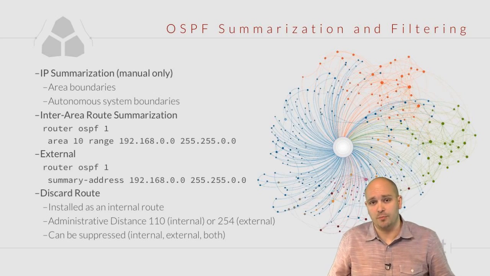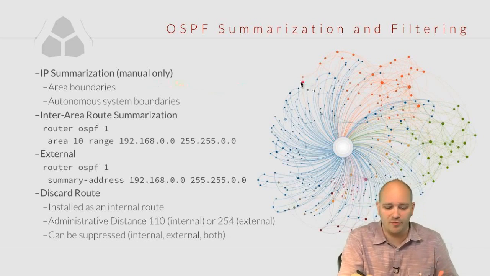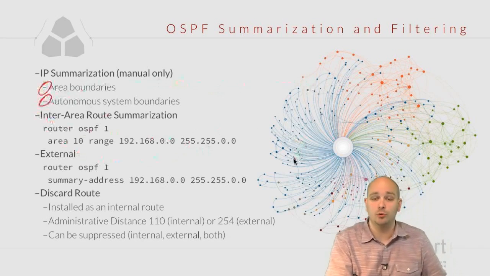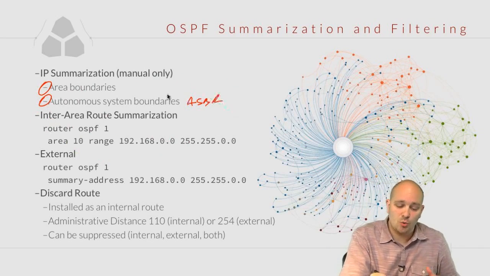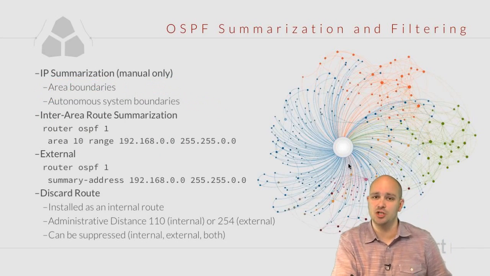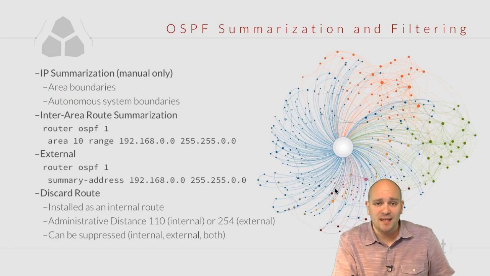However, unlike those other protocols where we can perform summarization wherever we like, in OSPF we cannot do that. We cannot do that because of the flooding scope of the LSAs that carry routing information in OSPF. So where we can perform IP summarization is at the area boundaries and also at the autonomous system boundaries on ASBRs. So at the area boundaries on the ABRs, we can perform the summarization of internal routing information, or I should be more precise and say inter-area routes.